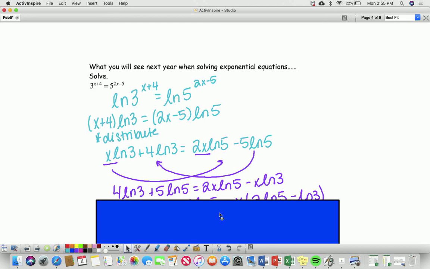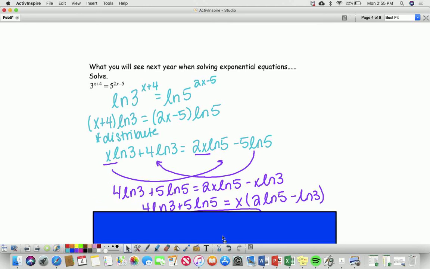Now, we got to solve. We got to get this x alone. If I just treat this ln 5 like anything else, like it's just a number, I still have 2x times whatever minus x times whatever. So I can factor out an x there. I can't combine anything because they're different things. But I can still factor out an x.